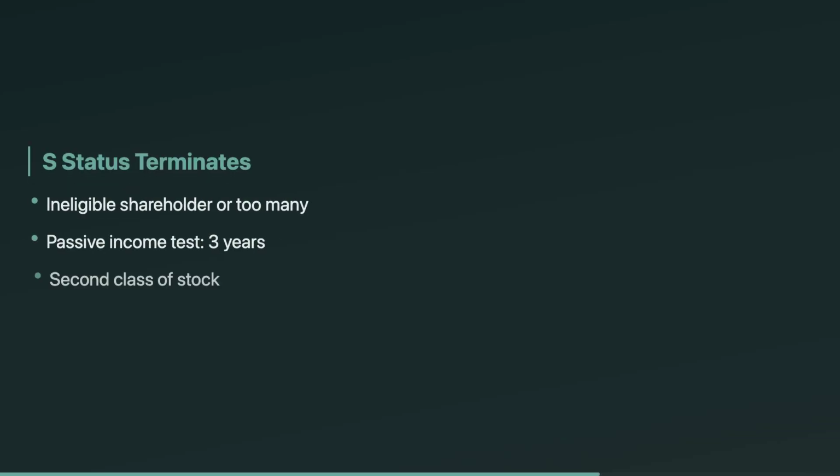Separate from a shareholder exit is a full S termination, when the S election itself ends. Common automatic triggers. The corporation stops qualifying as a small business corporation. It creates a second class of stock. It fails the passive investment income test for 3 straight years while it has accumulated E&P, or the shareholders revoke the election. On the exam, second class of stock often hides inside disproportionate distribution facts.